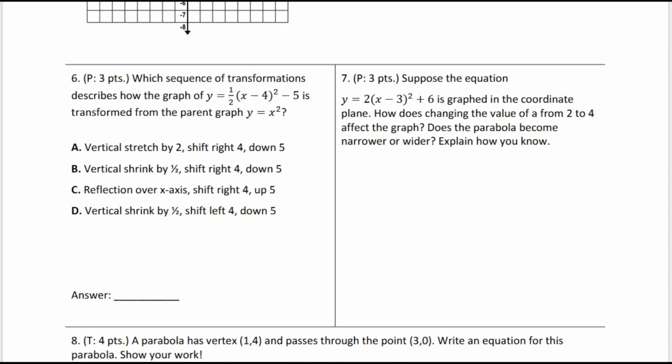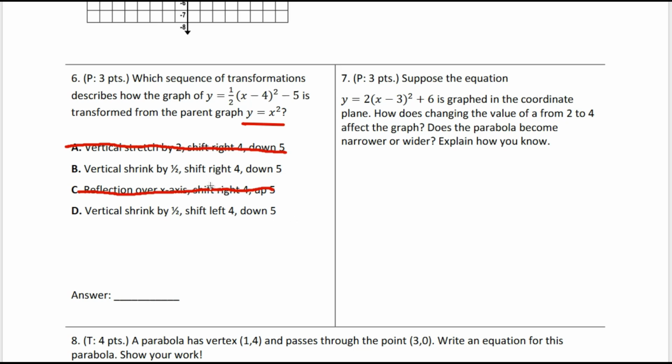For problem number 6, it says, which sequence of transformations describes how the graph of y equals 1/2 (x minus 4) squared minus 5 is transformed from the parent graph of y equals x squared. So the idea is we're starting with y equals x squared, and we're step by step building the parabola we have. Okay, well, maybe we can use a little elimination. Vertical stretch by 2? No, A is 1/2, so that's not a vertical stretch at all. That's a vertical shrink, and it's certainly not a reflection.